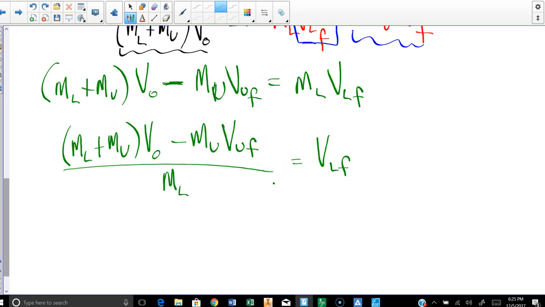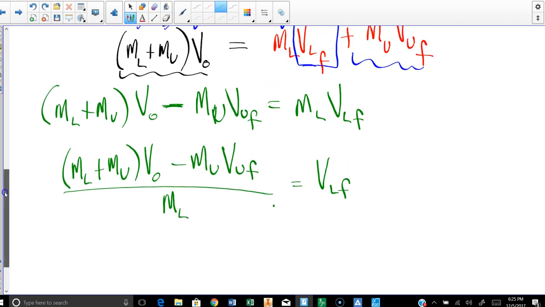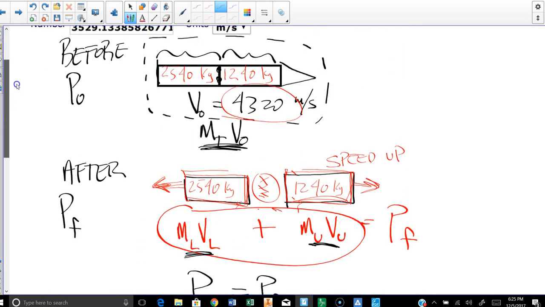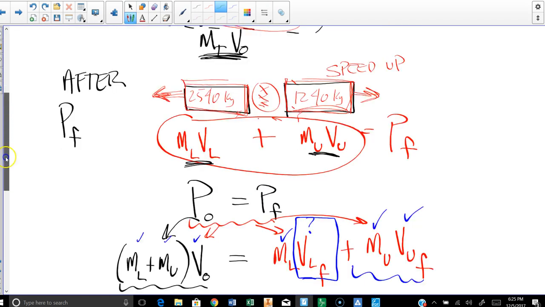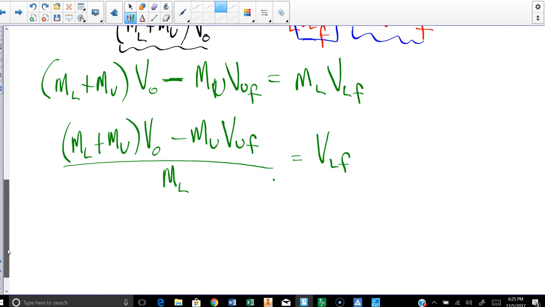Of course, if you'd like, you can plug in, see if you get the appropriate answer, 3,529. See how close to that you get, but it should work out. Right? Don't cancel this with this. You can't, because there's all kinds of plus signs and minus signs here, so you can't really do that. Just put everything in and take care of it. So there's an example of how to do that kind of problem.